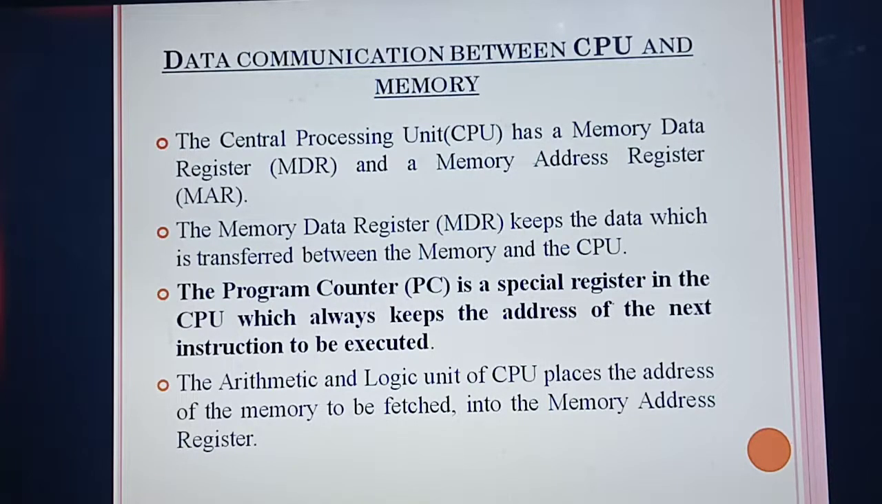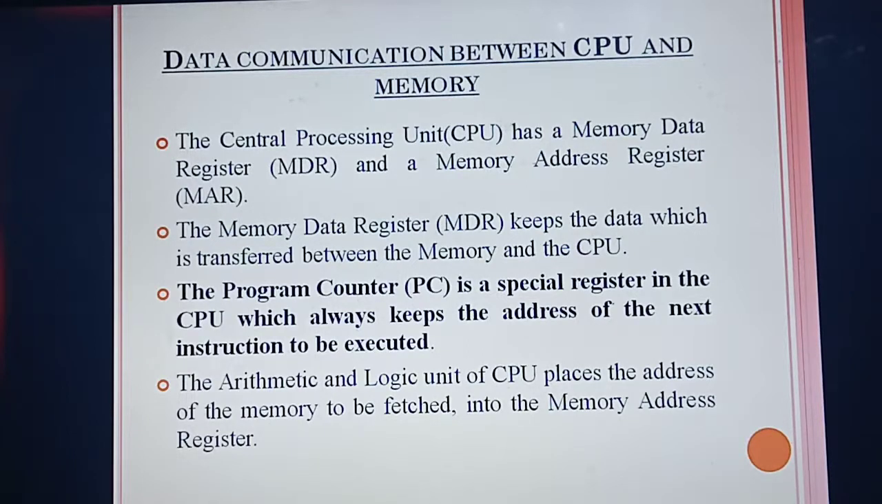Okay. That is MDR and MAR. DR means data register, AR means address register. So the MDR, that is the memory data register, always keeps the information about data, the data you are going to transfer between the CPU and the memory.